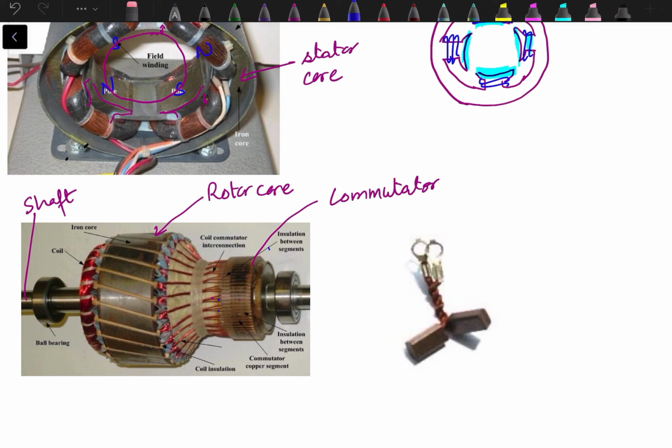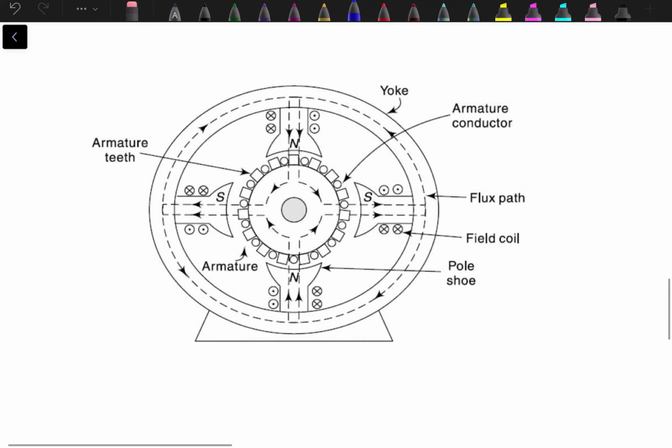And from these commutator segments, we will collect the supply through the brushes. So brushes are in the stator assembly, so they are actually stationary, and the commutator is rotating. So brush and commutator assembly will give us the output in the form of unidirectional waveform. So this is how they look like pictorially, and if we have to show the cut view, that how it looks like, then a 4-pole machine looks like this.